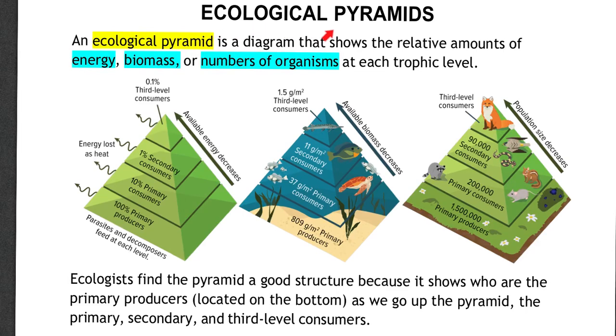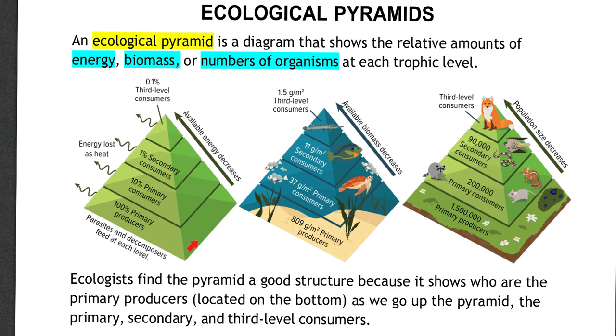So what are ecological pyramids? An ecological pyramid is a diagram that shows the relative amounts of energy, biomass, or numbers of organisms at each trophic level. Ecologists find the pyramid a good structure because it shows the primary producers located at the bottom. As we go up the pyramid, we see the primary, secondary, and tertiary consumers.